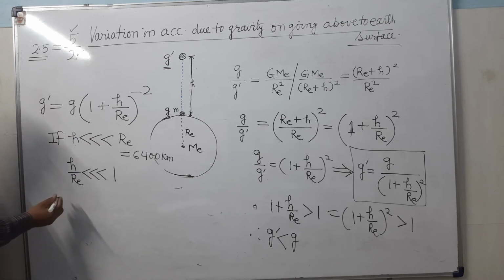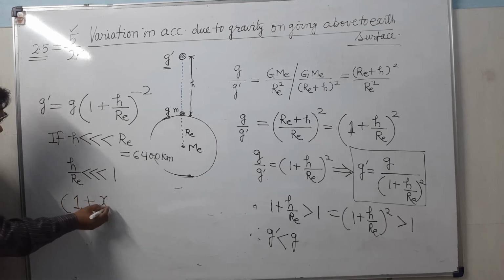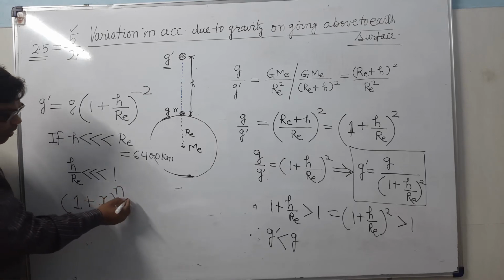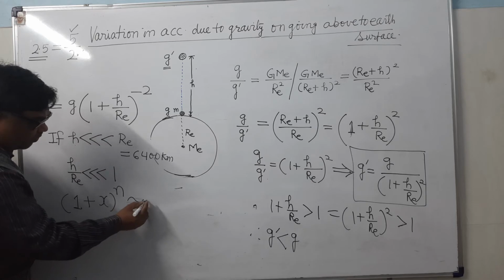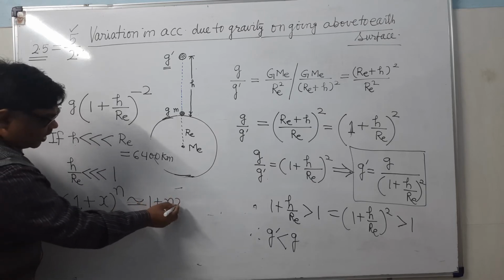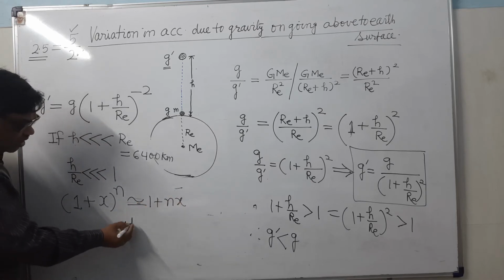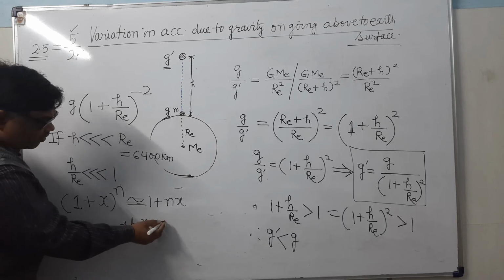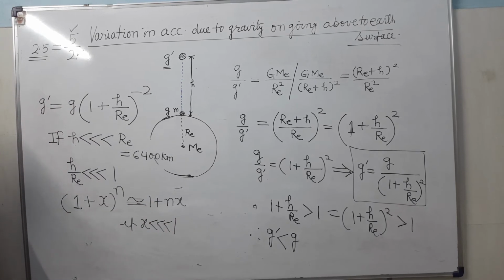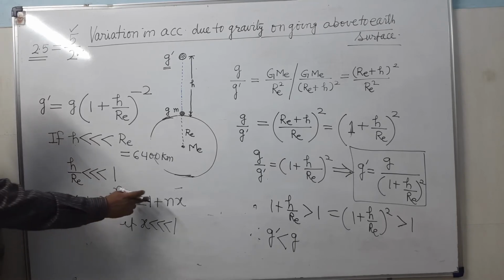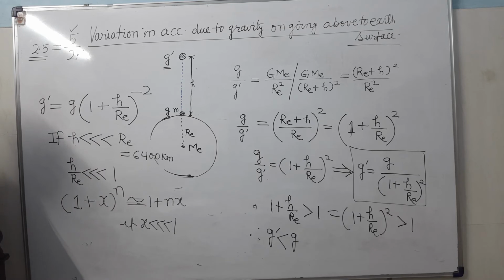Now there is one rule of binomial expansion. We will remember that (1 + x)^n will be nearly equal to 1 + nx if x is very much smaller than 1. If the value of x is much less than 1, then we can write this expansion as 1 + nx.